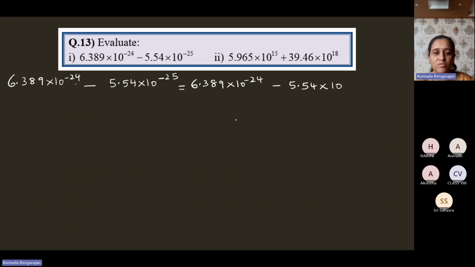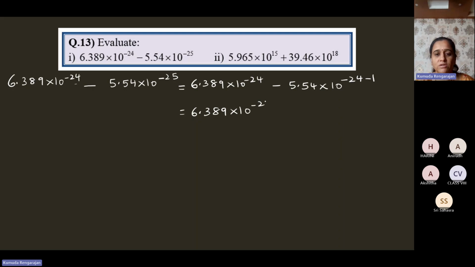Now you're going to change minus 25. You should write that using minus 24. So what is minus 25? It's minus 24 minus 1, correct? So instead of writing minus 25, write minus 24 minus 1. This is the first step. Okay. Now the next step is write the others as it is.